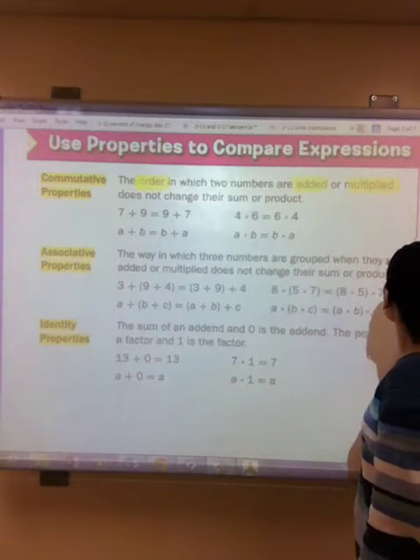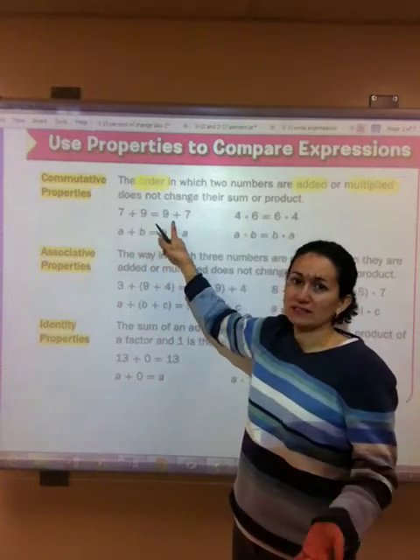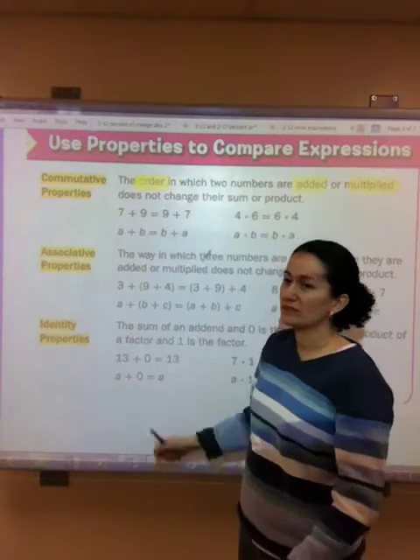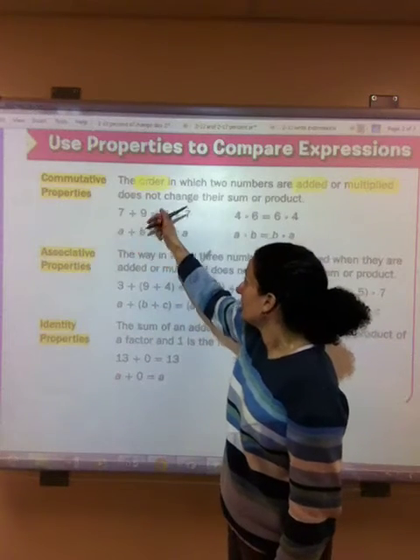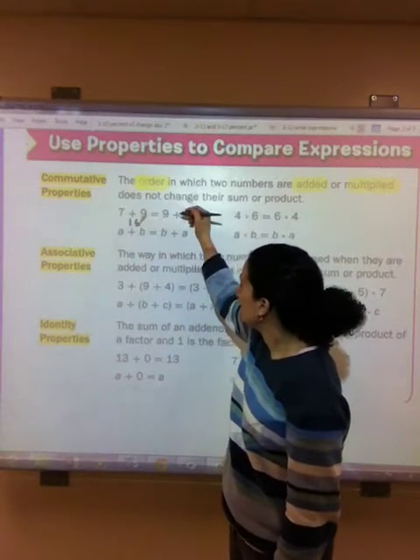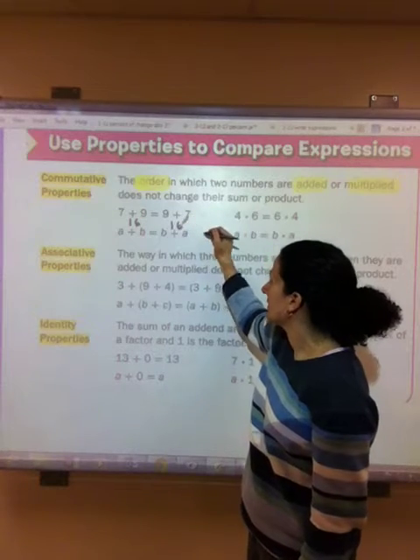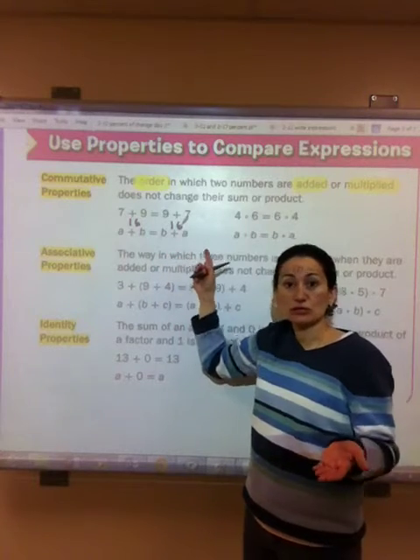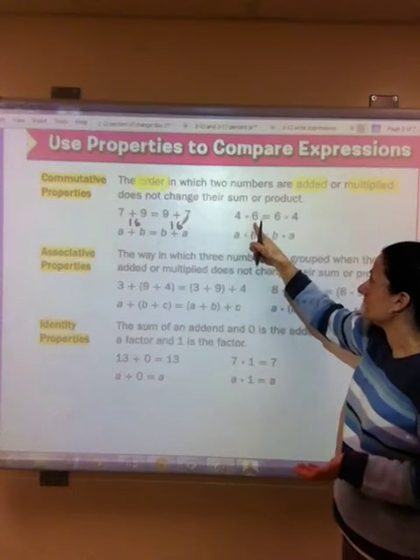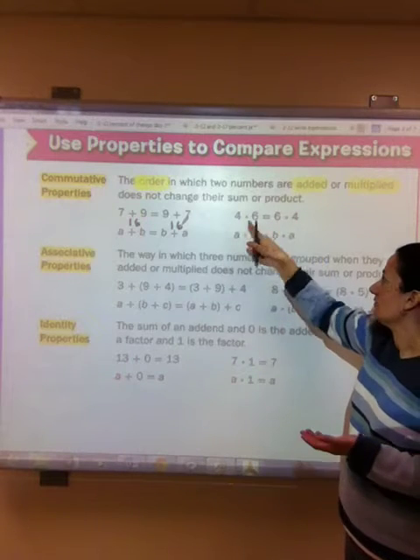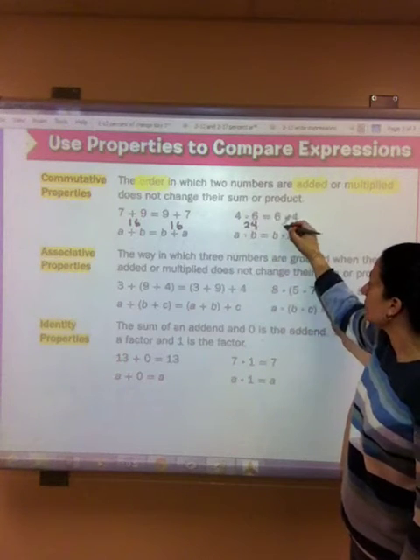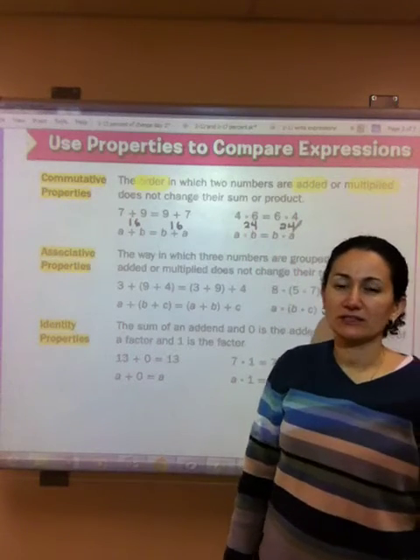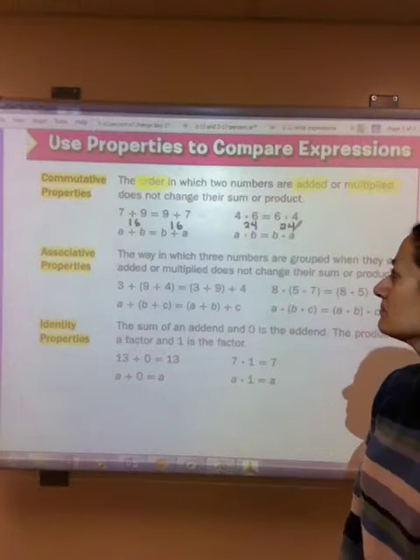Consider these examples. 7 plus 9 is the same thing as 9 plus 7. It doesn't matter if I add 7 plus 9 or 9 plus 7. I'm going to get the same sum. 7 plus 9 is 16. 9 plus 7 is 16. Algebraically, A plus B is the same thing as B plus A. It's also true for multiplication. 4 times 6 is the same thing as 6 times 4. 4 times 6 is 24. 6 times 4 is 24. A times B equals B times A. Remember to write down all these examples. Pause the video if you need more time.